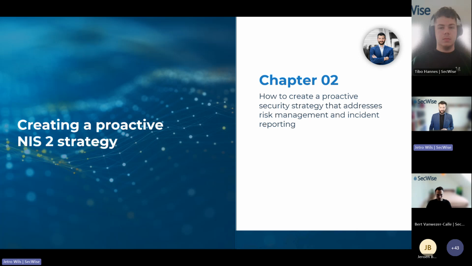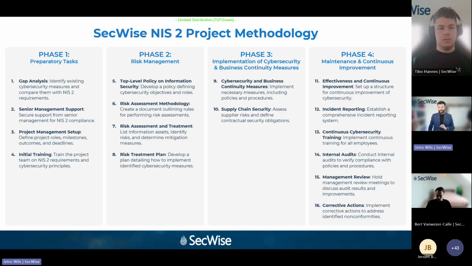Okay. Now, with that said, that's the what and why of NIS2, right? So now let's take a look at creating a proactive NIS2 strategy, and this is going a bit faster here. So you say, okay, I understand. My organization is essential or it's important. How do you start with all of this? It is so huge and so massive, right? So at SecWise, we have a NIS2 project methodology, which I'm happy to share. We work in four phases, right?